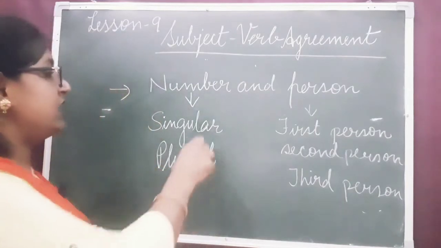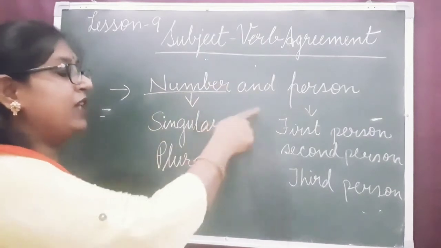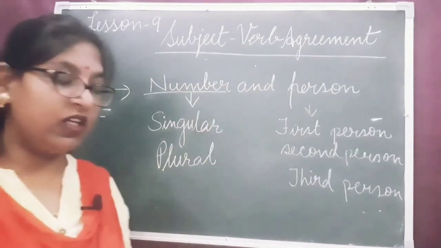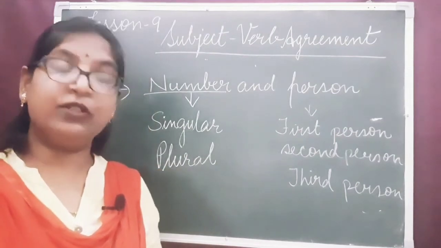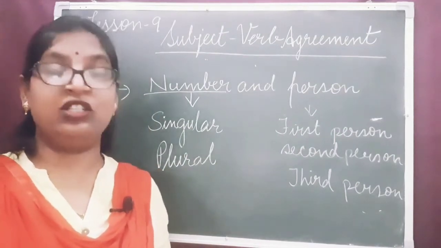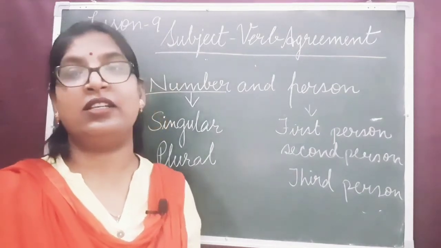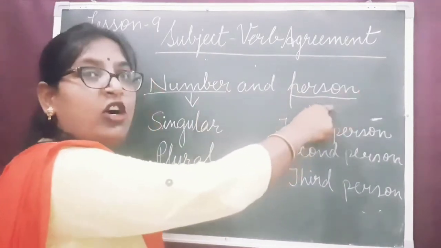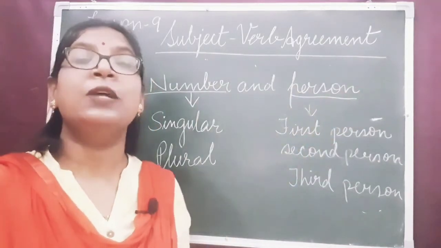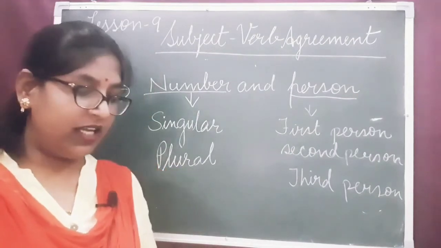So this is the number and person, the first point we studied in the sentence. The number and person of the subject determine the form of the verb to be used in a sentence. According to the number and person of the subject, we use the correct form of the verb in a sentence.